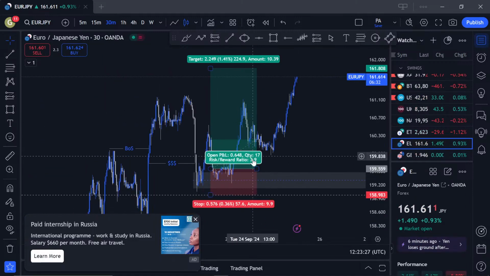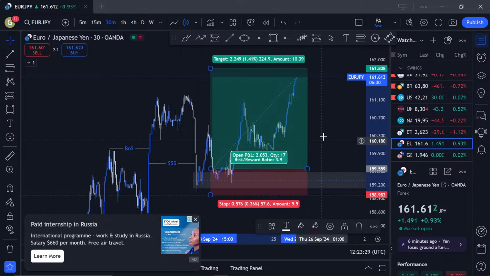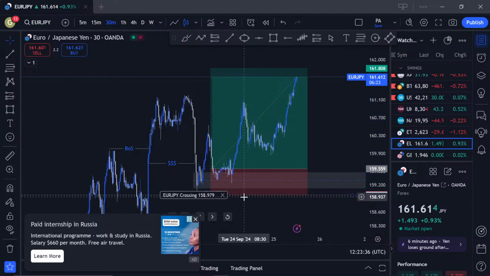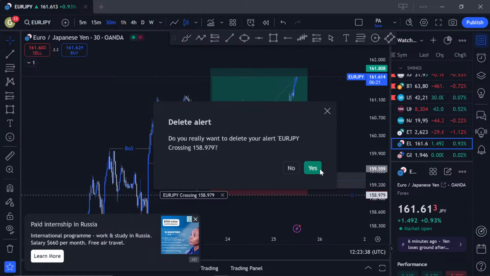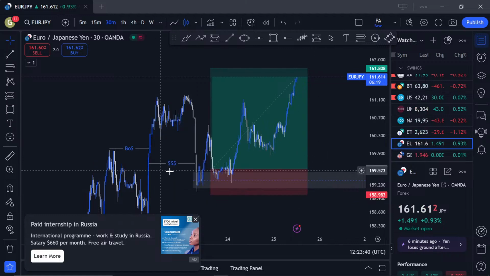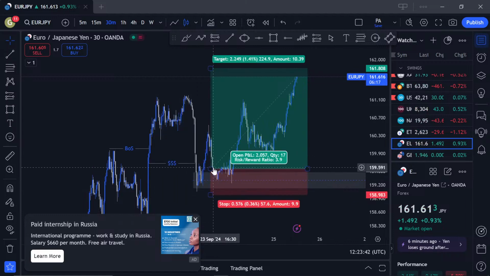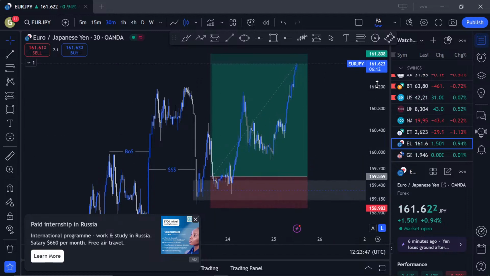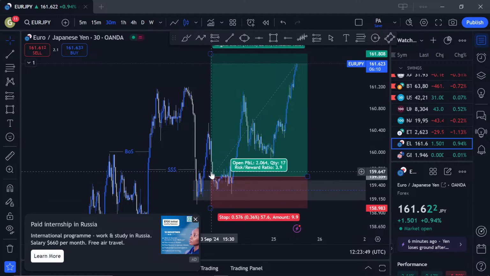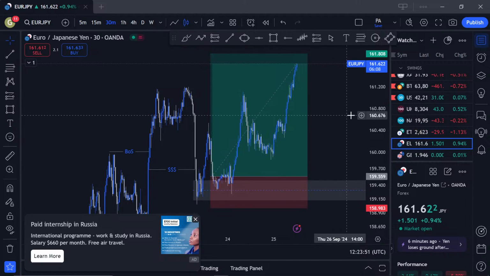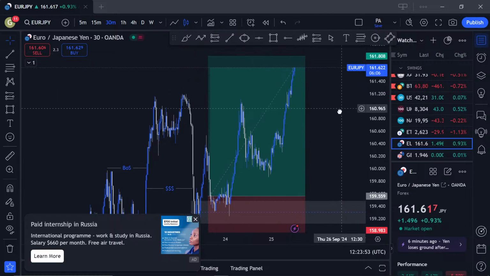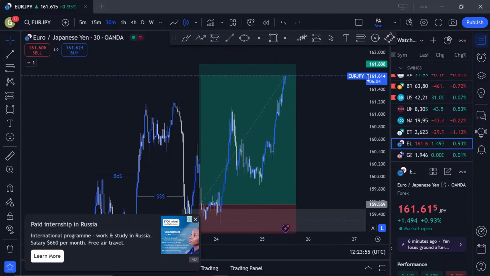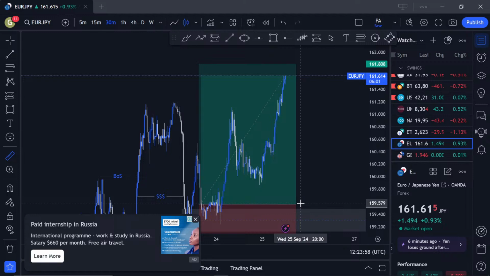Okay, so this one was since Monday on Euro JPY. Was it on Monday? Let me look at it on the 24th. Okay, this one was actually yesterday. Yeah, I did not share this one yesterday because I did not live stream yesterday. So this one was yesterday around 4 p.m. So this is it. It's a sweet ride on Euro JPY.